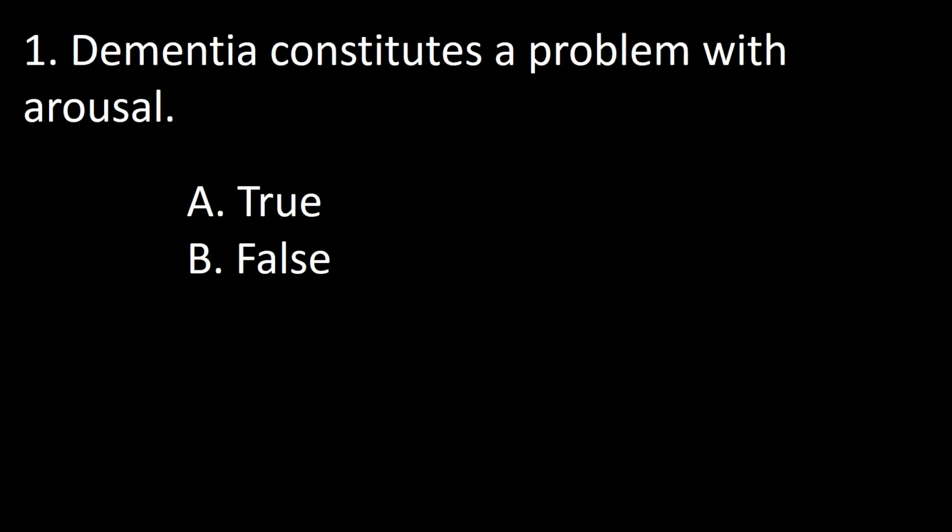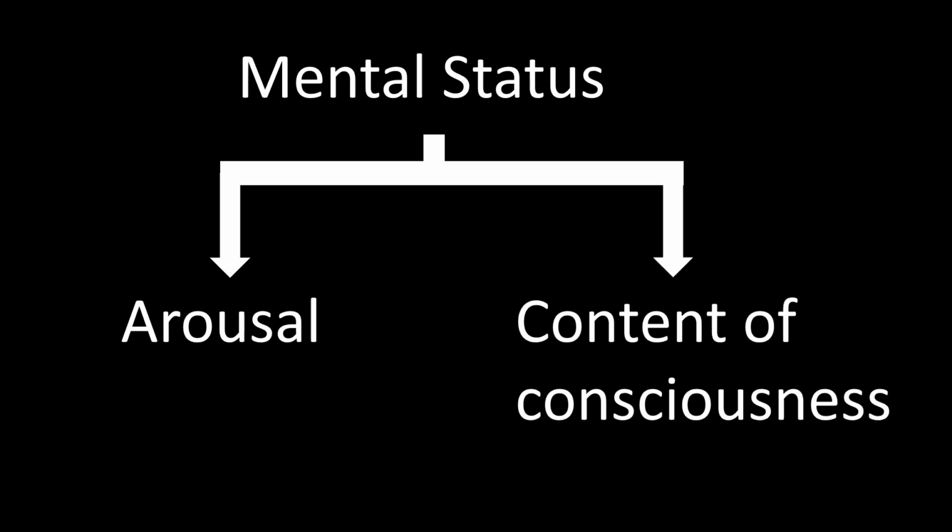First question. Dementia constitutes a problem with arousal. A true, B false. The mental status has two components. One is arousal and the other one, content of consciousness. I will now mention a type of arousal failure that we need to distinguish from dementia.